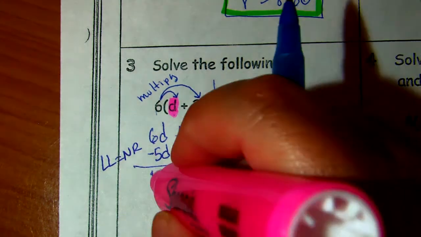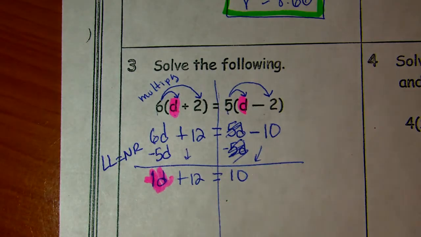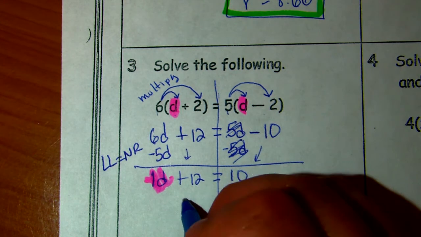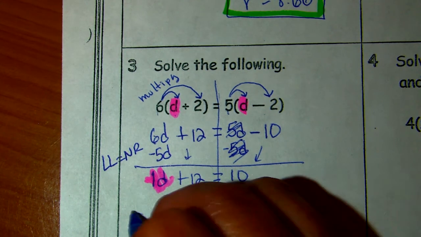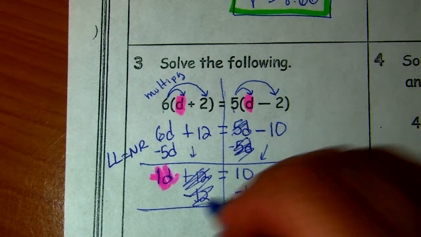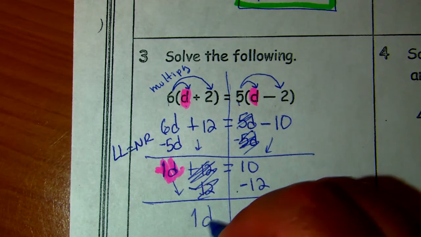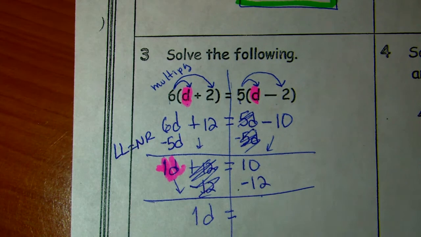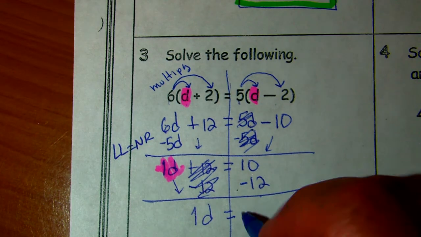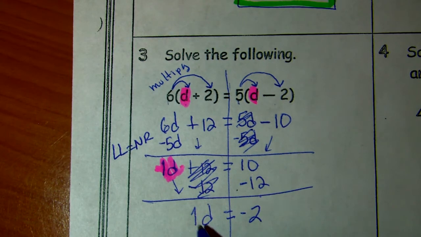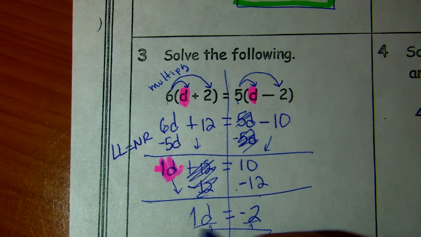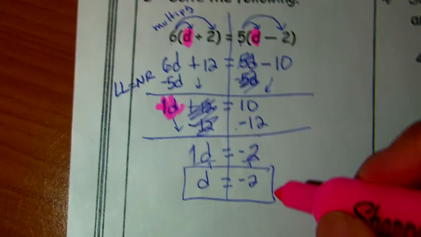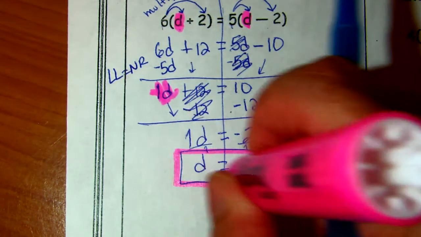Okay, so remember, we're solving for d. Now, I don't want the 12 here. What do I do with it? Subtract. So if I subtract on this side, I subtract on the other side. So these two get canceled. Bring down the 1d equals 10 minus 12. If you put it in the calculator, 10 minus 12 is going to give you negative 2. And of course, since you have a 1 right here, it means d equals negative 2, because you divide by 1. And the answer is negative 2.